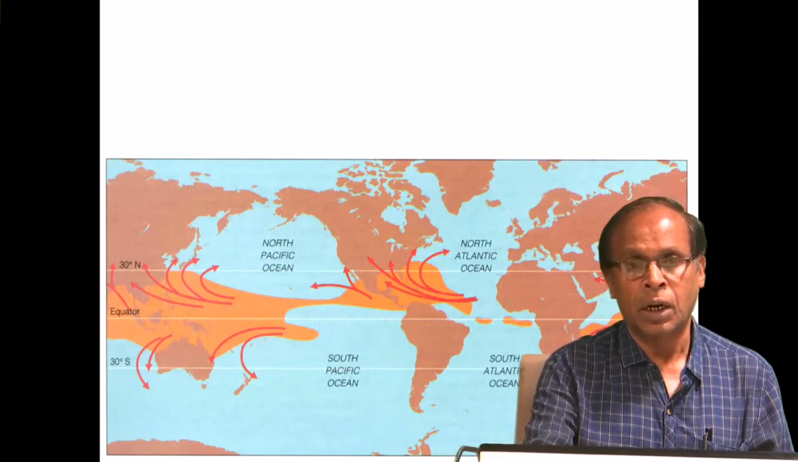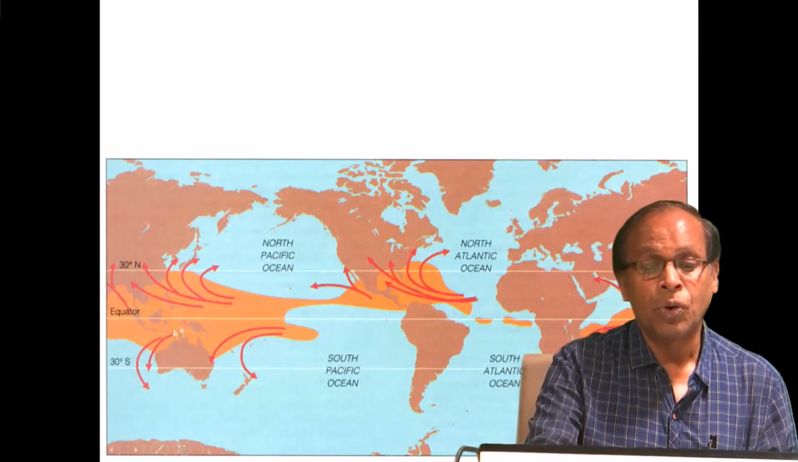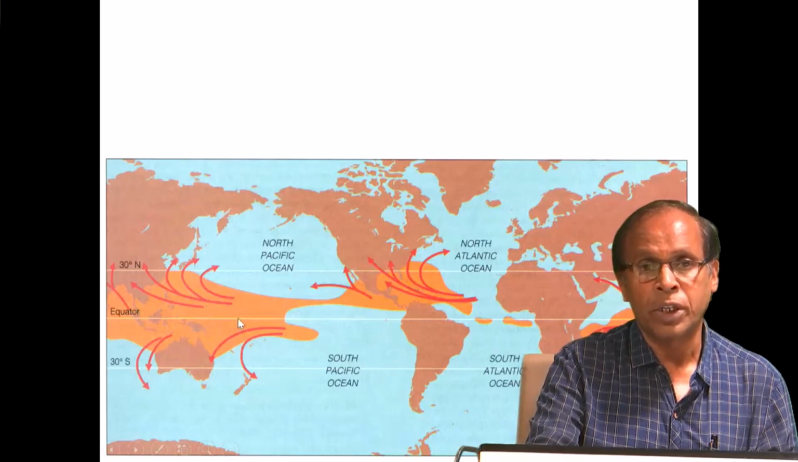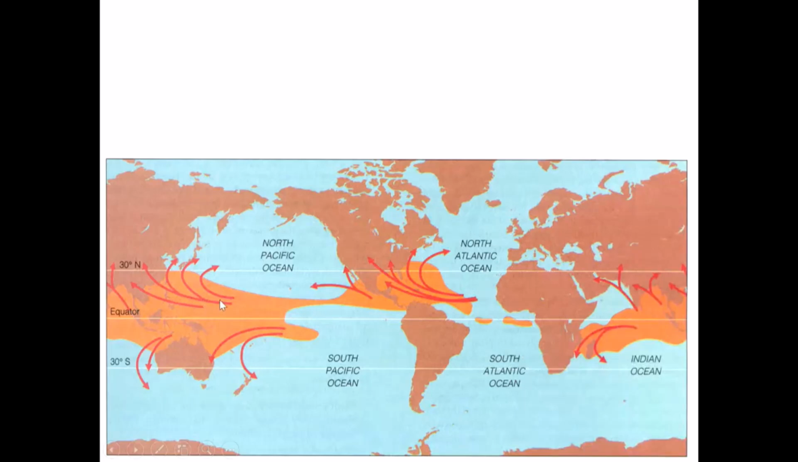So these are the breeding grounds of cyclones, where these orange patches you are seeing are all breeding grounds for cyclones, where the sea surface temperature is greater than 26.5 degrees Celsius and the mixed layer depth is greater than 60 meters. This condition means this situation is conducive for the formation of a cyclone.